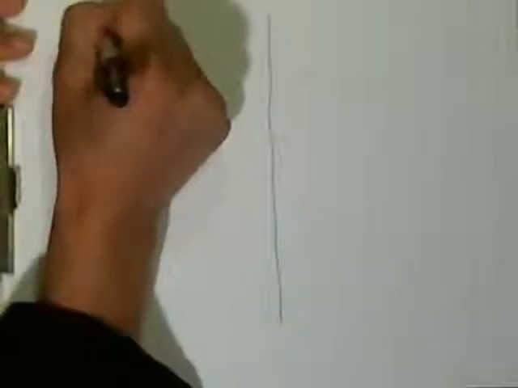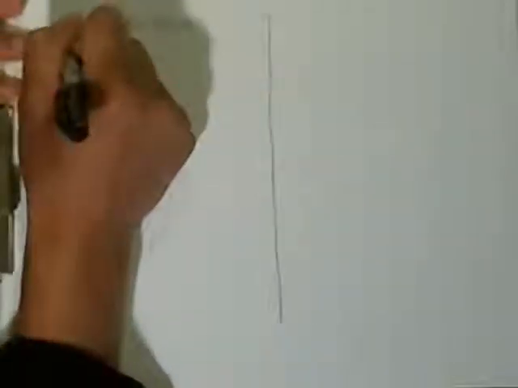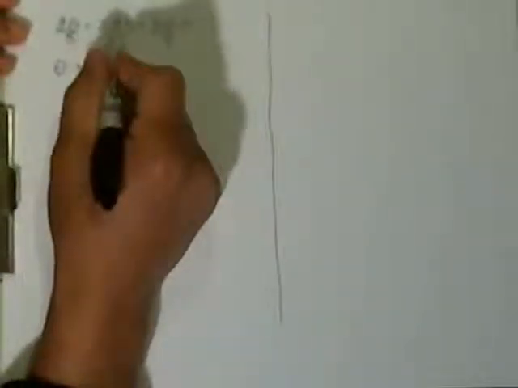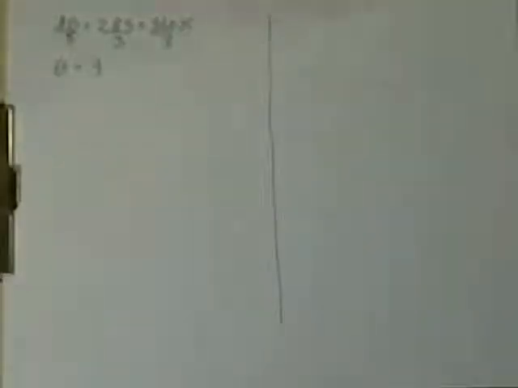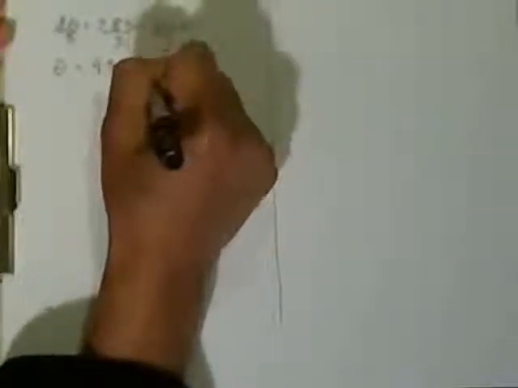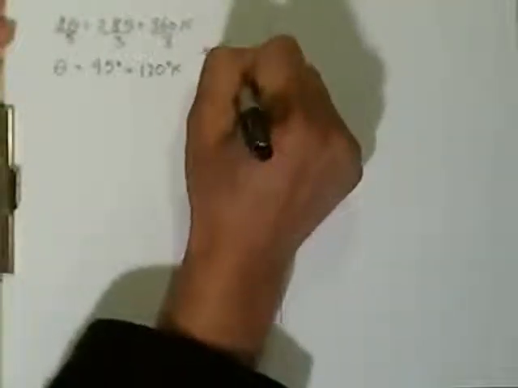Let's just rewrite the problem. 285 plus 360k. So what we do is we divide by 3, divide by 3, divide by 3. That gets rid of the 3 on theta. 285 divided by 3 is going to equal 93. Is that right? Is that 83 or 93? I'm not sure. On number 10, it's 95. Yes. 95 degrees, plus 360 divided by 3, which is 120 degrees k, where k equals 0, 1, 2.